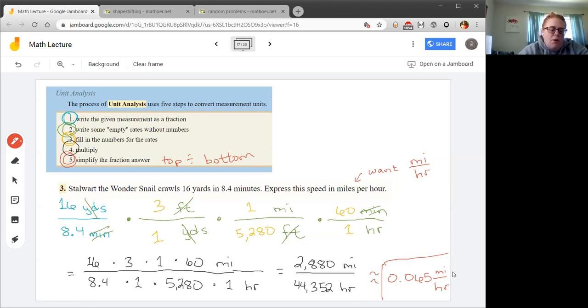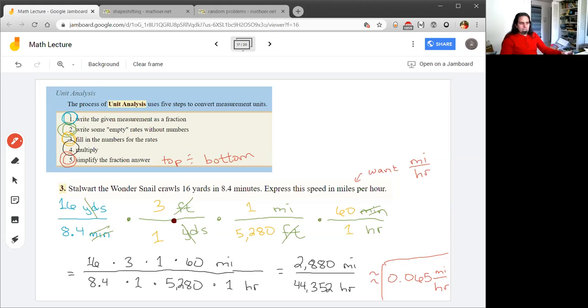Is the answer counted wrong if it doesn't have miles per hour in the box? The answer counted wrong if you don't label the miles per hour? Is that what you're asking? Yeah, that's what I'm asking. It's a word problem, so yeah, you should label it. Especially after you went through so much work to make it miles per hour. And there you go.